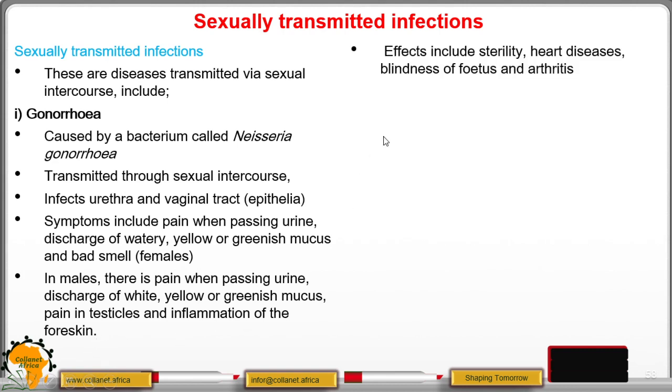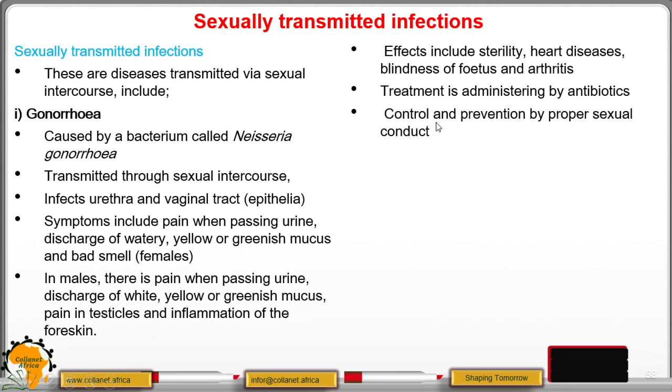the penis. The effects include sterility, that is not being able to reproduce, heart disease, blindness of the fetus, and arthritis if not diagnosed and treated early. Of course, because it is a bacterial disease, then antibiotics are used. Prevention and control is by proper sexual conduct, that is avoid multiple sexual partners. Among married people, they should be faithful, but for students like you, then abstain from sexual activity.